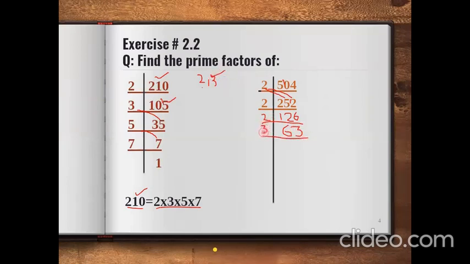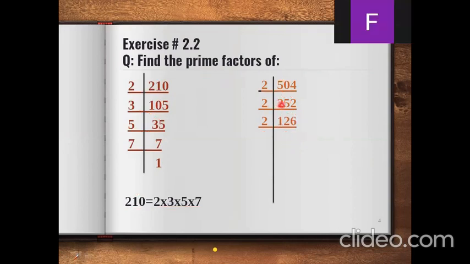Then you will write 3 into 2 is 6, and 3 into 9 is 27. As you know, 27 can be divided by 3, so simply you will write 3 into 7 is 21, and the last one is 7 into 1 is 7. So this is the way to find out prime factors. Clear? Now I'm going to show you again.